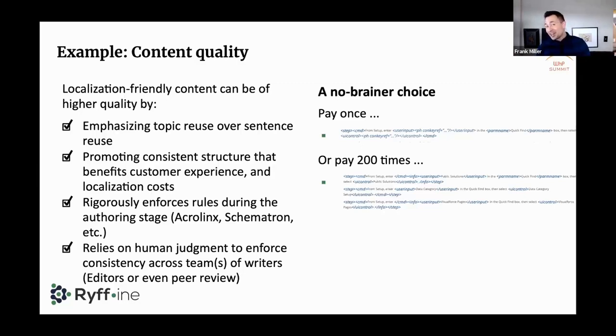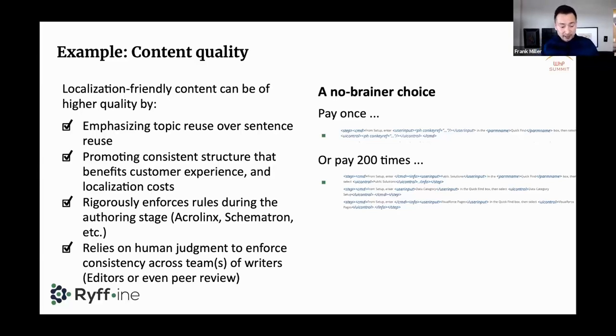We don't have a lot of editors anymore, even though we ask for them and say, hey, you should hire some editors. So if we can't have editors, then let's just have a very rigorous peer review process where everybody is enforcing internal styles. That's going to help localization as well.